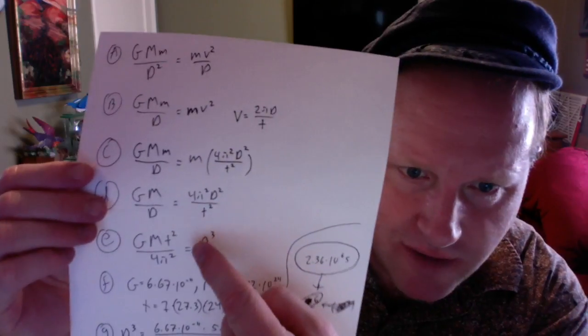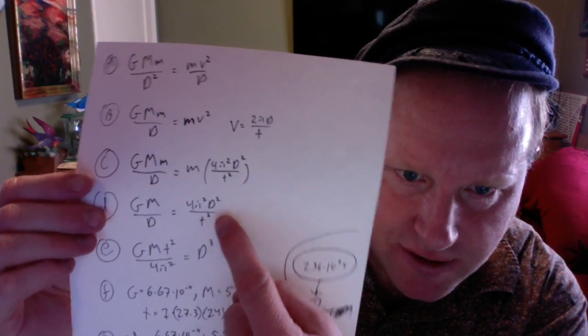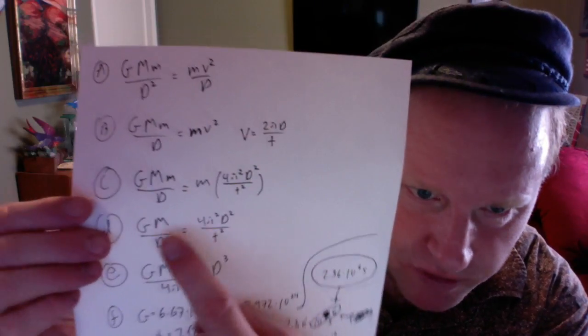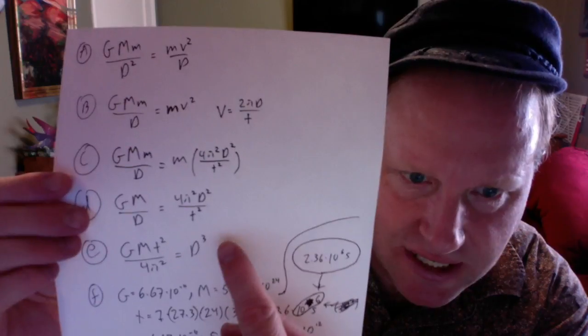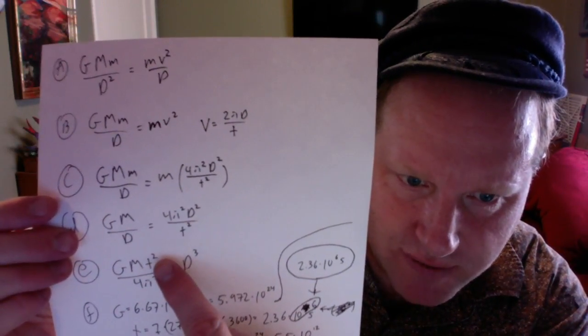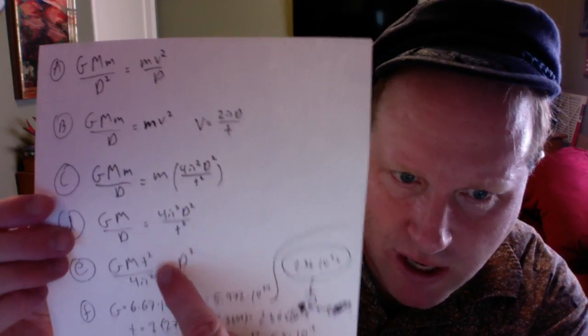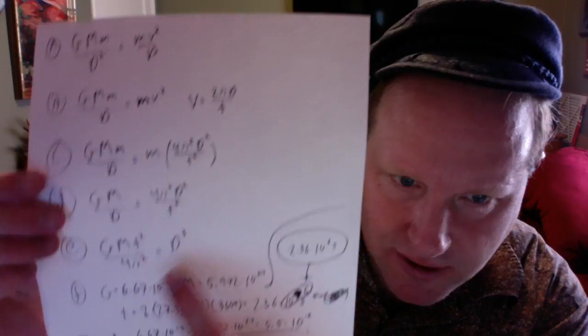A little bit of algebraic reorientation here. Bring the t... It's 1 over, multiply both sides by t squared, and then multiply both sides by d, and I get G, mass of the Earth, times the number of seconds in a month squared over 4 pi squared is equal to d cubed.